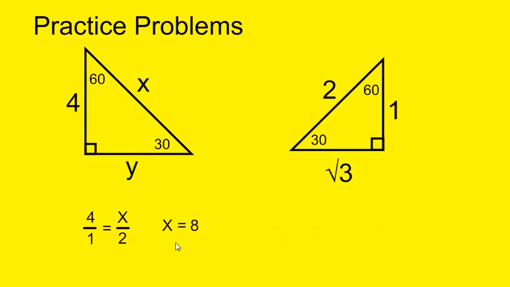X equals 8. Now let's do the same thing with y. Again, I know 4 corresponds with 1, so I can set up that ratio, and set it equal to y over the square root of 3 because those correspond. And when I cross multiply, I get y times 1, which is y, and 4 times the square root of 3. So y equals 4 times the square root of 3. Now we've solved for our leg and our hypotenuse. Let's do another 30, 60, 90 problem.